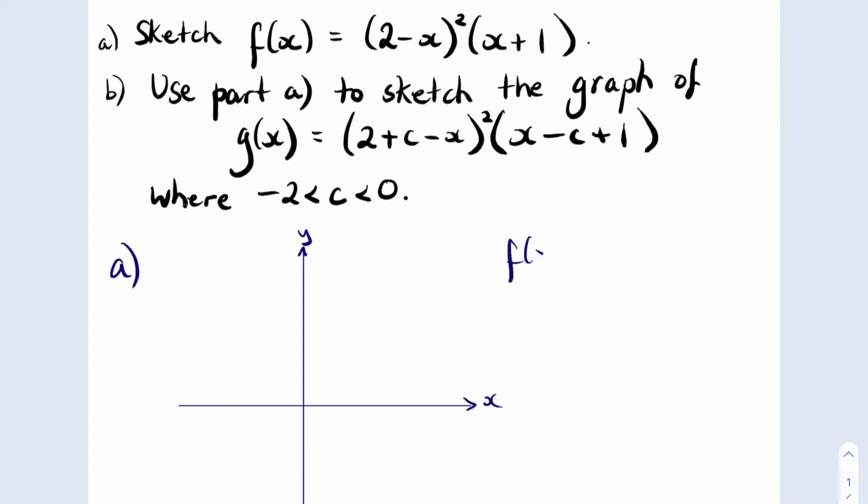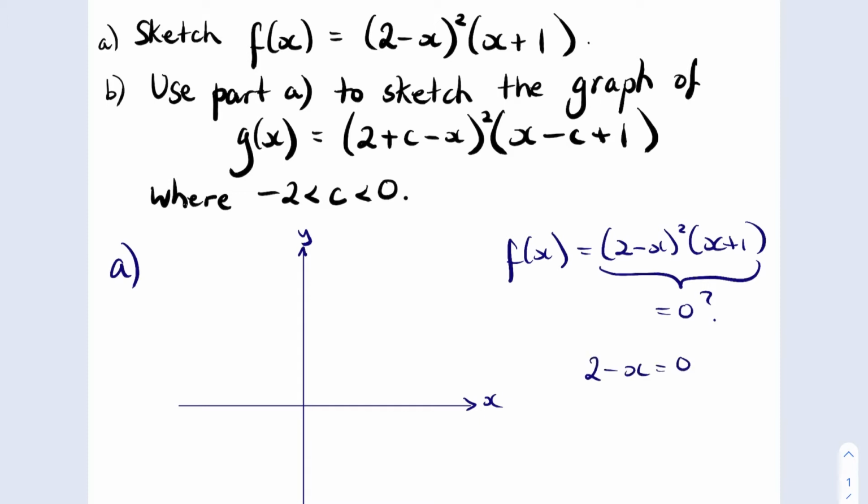And I'm looking at this f of x here, which is (2 minus x) squared multiplied by (x plus 1), and I'm wondering, where does this equal 0? So it equals 0 when either of the factors are 0. So when 2 minus x equals 0, which gives x equals 2, or when x plus 1 equals 0, when x is minus 1. Now the 2 is repeated because there is a repeated factor of 2 minus x. So that's when x equals 2 twice in that cubic expression.